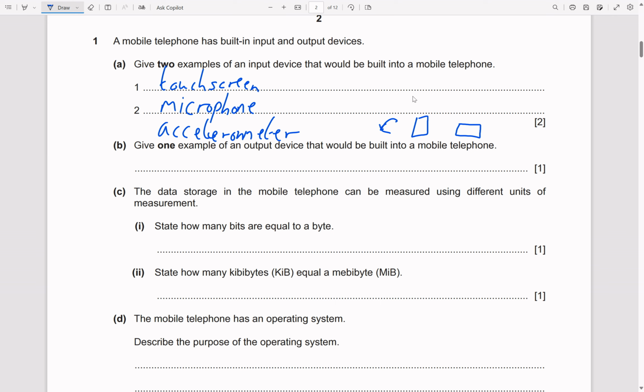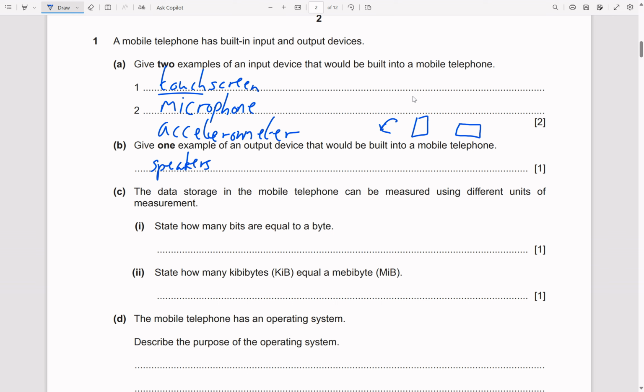So B, give 1 example of an output device that will be built into a mobile telephone. Here we've said touchscreen, so I probably won't say that again, although I think you probably could say screen. Here let's just go speakers.